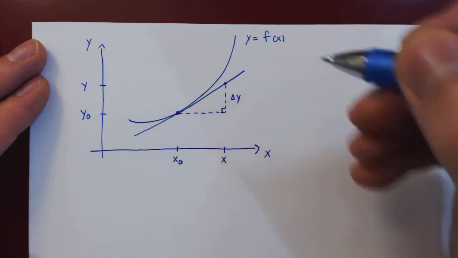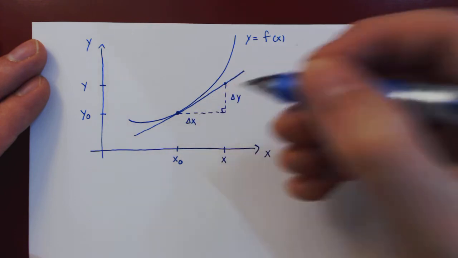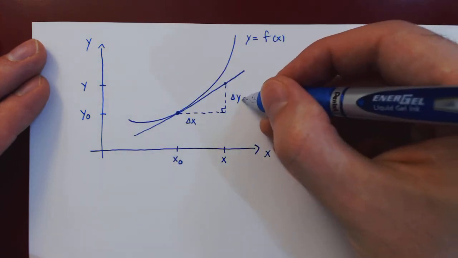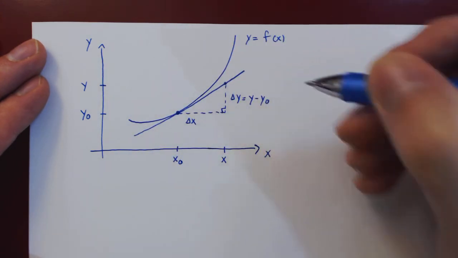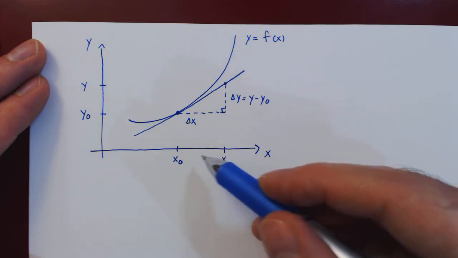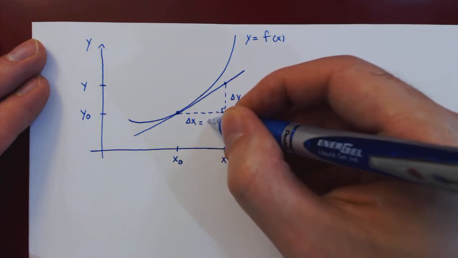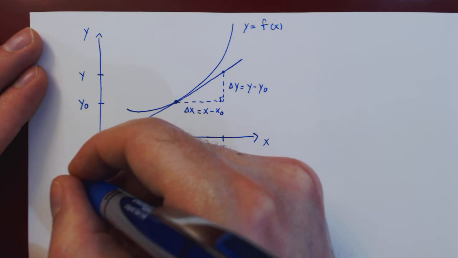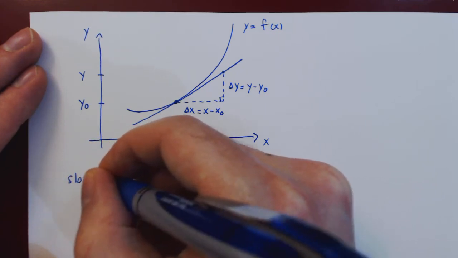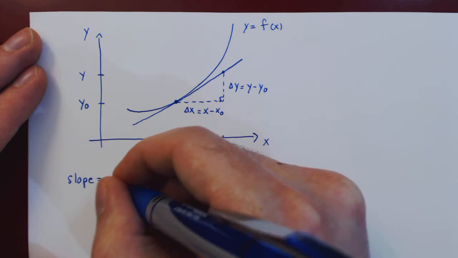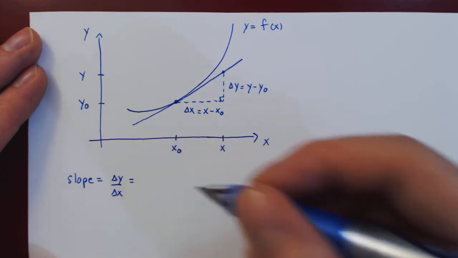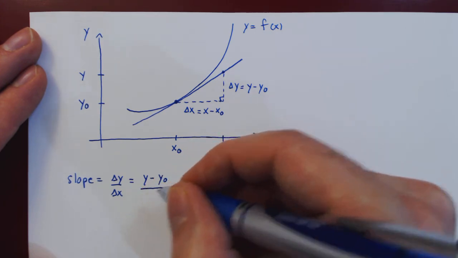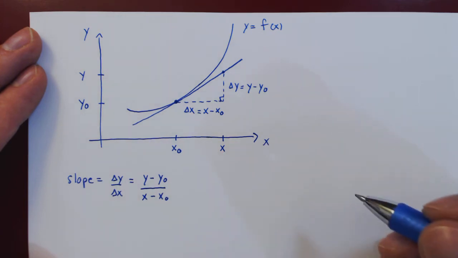The slope, of course, is the ratio of delta y versus delta x. Delta y is y minus y0. And delta x is, of course, x minus x0. So now, the slope of the tangent line is, of course, the change in y over the change in x. The change in y being y minus y0. And the change in x being x minus x0.